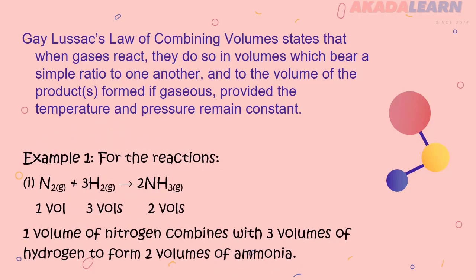Now, a good example of this is the reaction of nitrogen with hydrogen, that is N2 + 3H2 to give us 2NH3, that's ammonia. You will see that one volume of nitrogen combines with 3 volumes of hydrogen to give us 2 volumes of ammonia. All these are in simple ratios to one another, agreeing with Gay-Lussac's law.